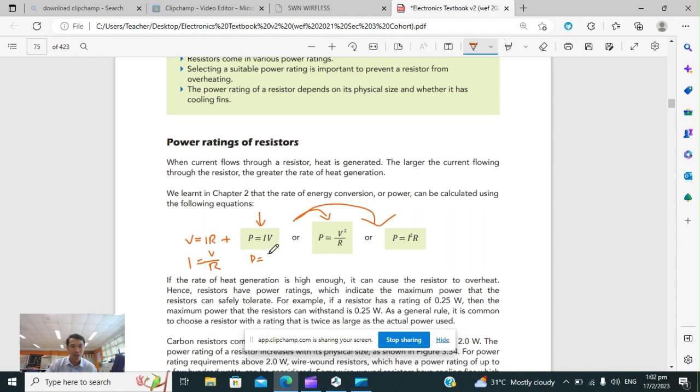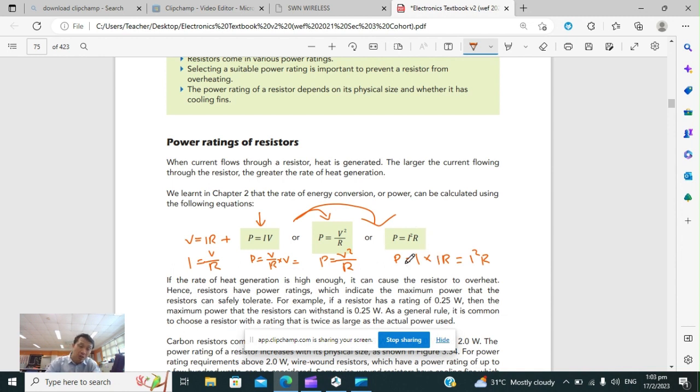If I substitute the I with V over R, V over R times V gives me P equals V times V, which is V squared over R. And if I want to derive the other one, instead of substituting the I, this time I substitute the V. So V equals IR. P equals IV, so I stays, times V, which is now IR. So I times I is I squared times R. And I've derived this formula.